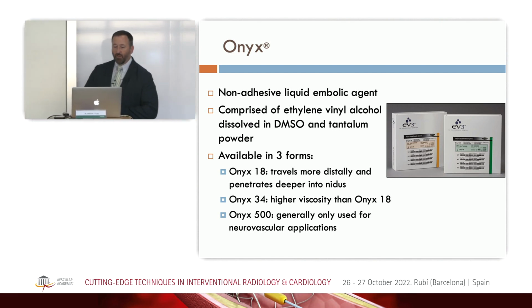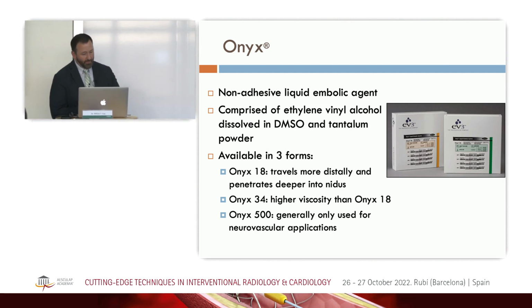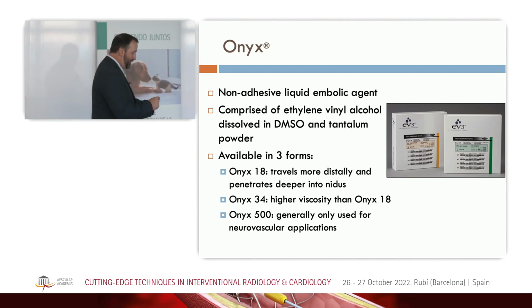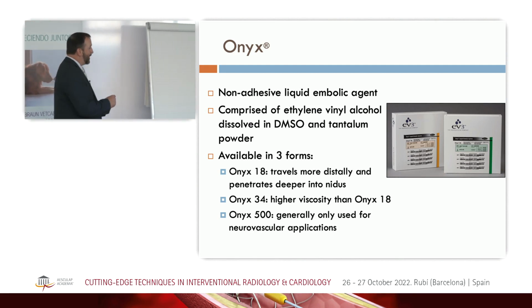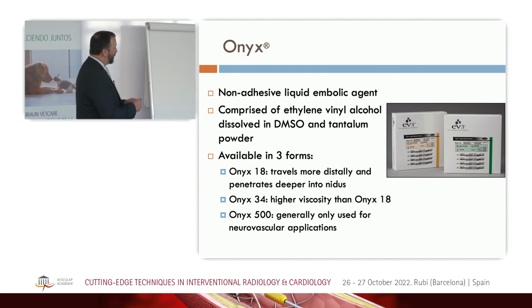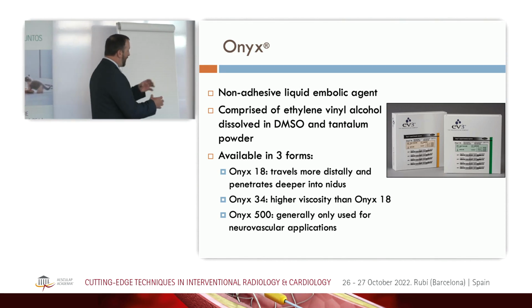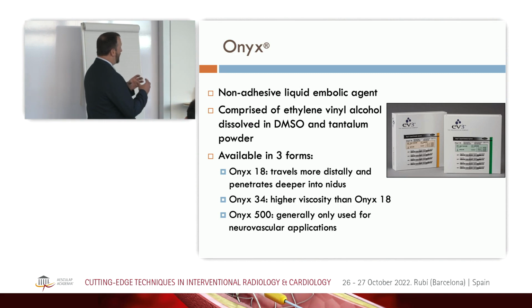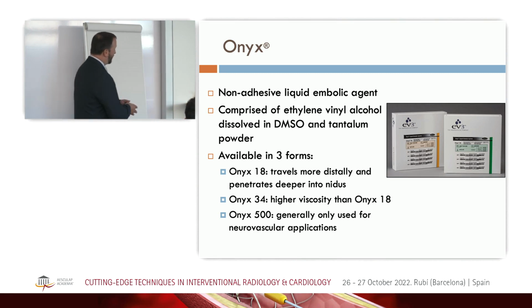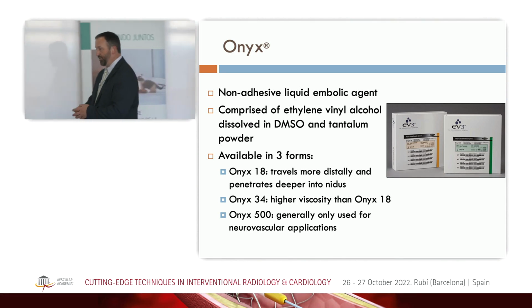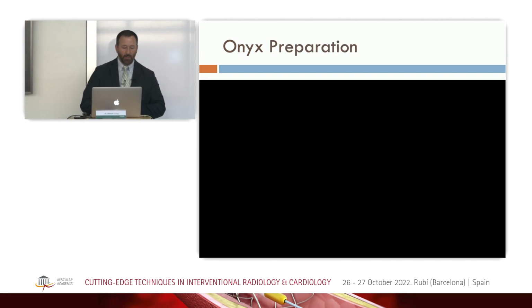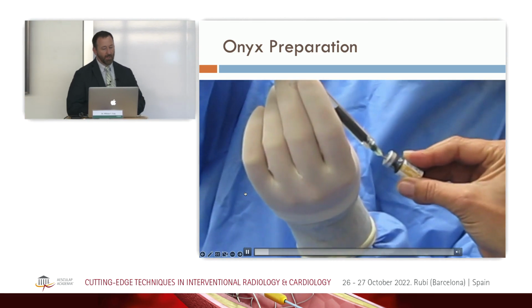It's a combination of ethylene vinyl alcohol, dissolved in DMSO, and tantalum powder, so it comes in multiple little vials that you have to read the directions for as you're putting it all together. We were lucky because we had one of the reps come out, which helped us. The process is a little bit painstaking, but then it makes it so easy to use. There are different versions, with different viscosities that you can choose based on how you want to treat them.